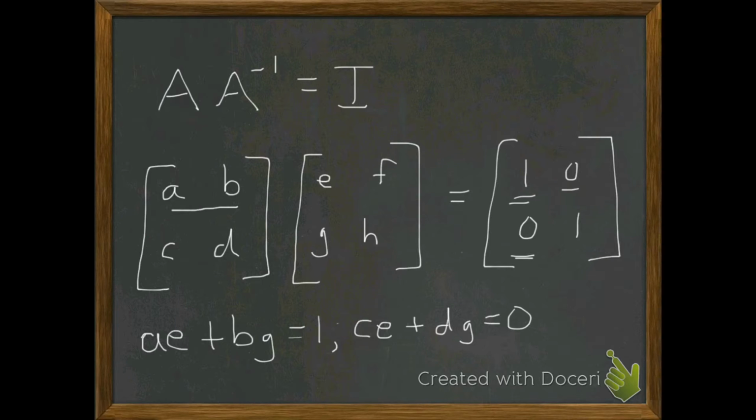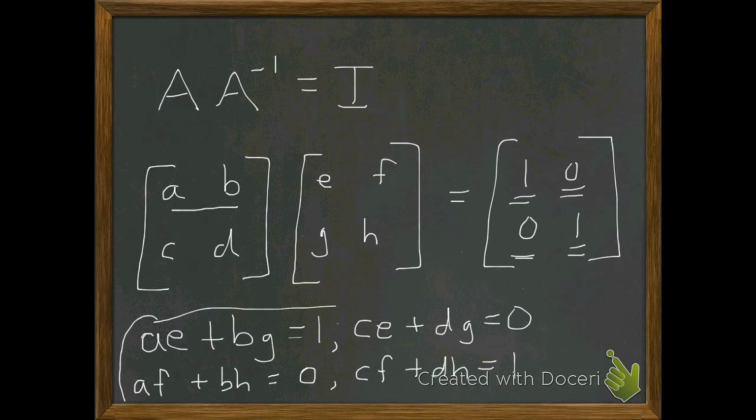We've already done this one. Looking at the first row, second column, we need AF plus BH equal to 0. And focusing on the entry in the second row, second column, we need CF plus DH equal to 1. I don't think I'm going to solve it. Instead of forcing you to go through the drum roll, please, I'm going to give you the answer.